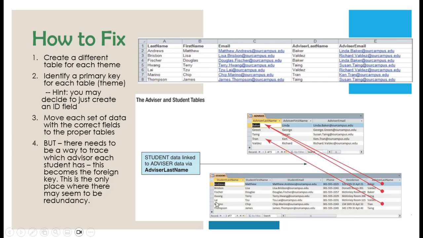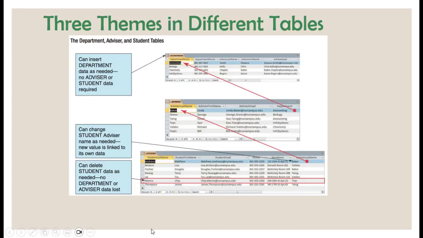Now let's say Chip Marino is no longer with us. We delete Chip's record. Does it delete the Tran data? No. The data about Ken Tran is still here. So those anomalies are fixed by properly separating those themes.